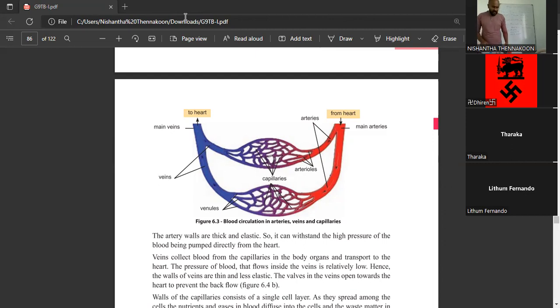Actually, I found this important post on social media. I thought of sharing that. That's why we have to know about these organs.